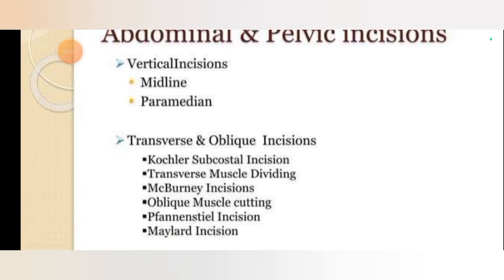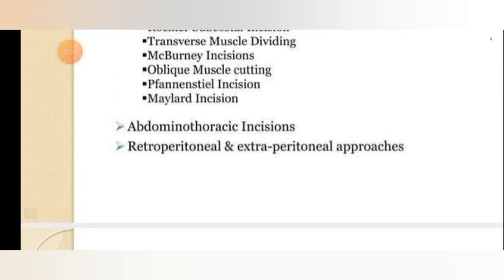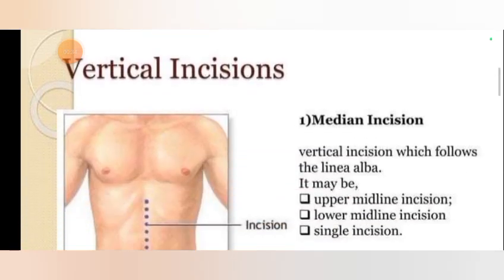The next is transverse and oblique incisions, in which there are many names of incisions. First is Kocher's subcostal incision, transverse muscle dividing, McBurney's incision, oblique muscle cutting, Pfannenstiel incision, Maylard incision, abdominothoracic incisions, retroperitoneal and extraperitoneal approaches.